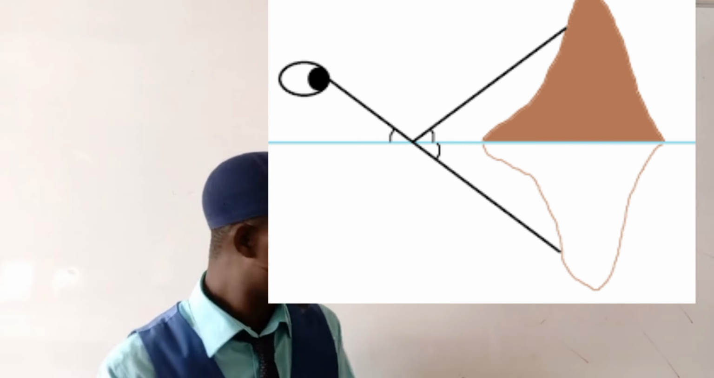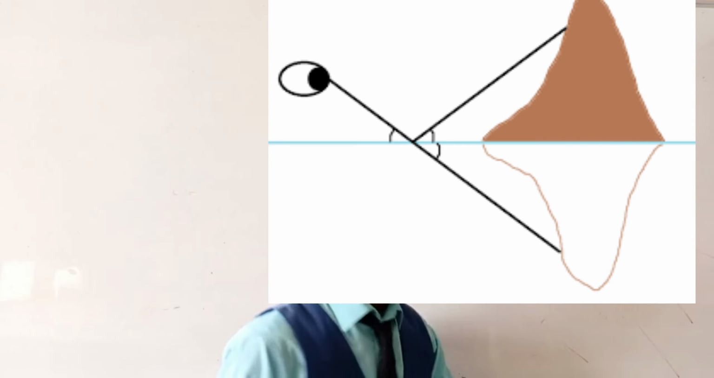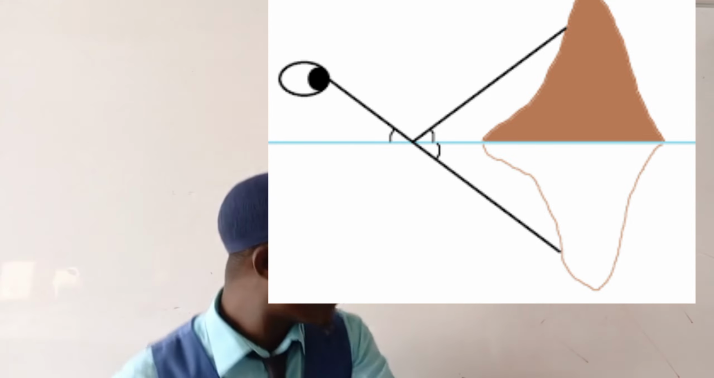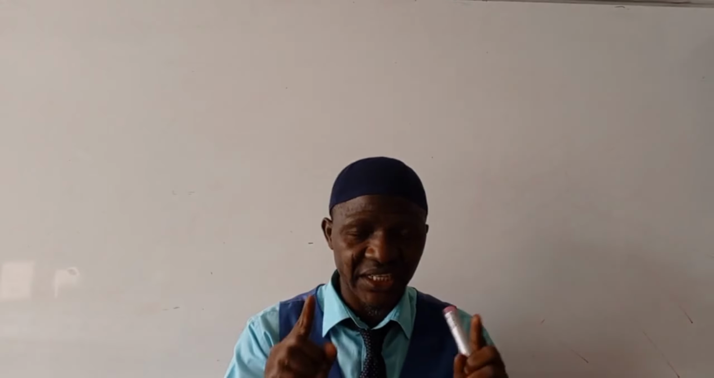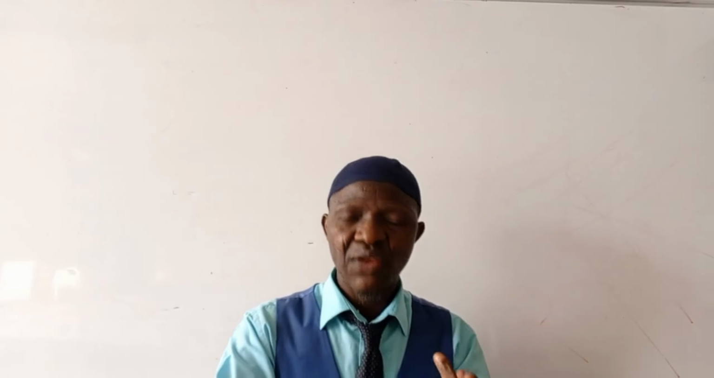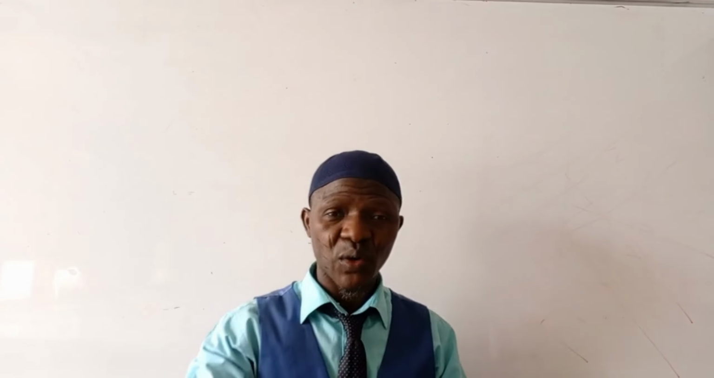For real image, you can touch it like this and you can see it, and it will appear on the screen. For virtual image, you can only see it. You cannot touch it. If you place a screen at the back of the mirror, you will not see anything there or in front of you. It cannot be caught on the what? On the screen.